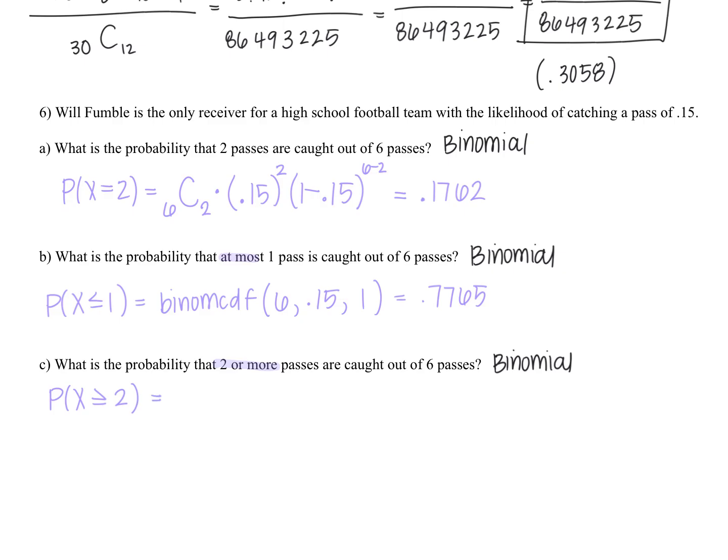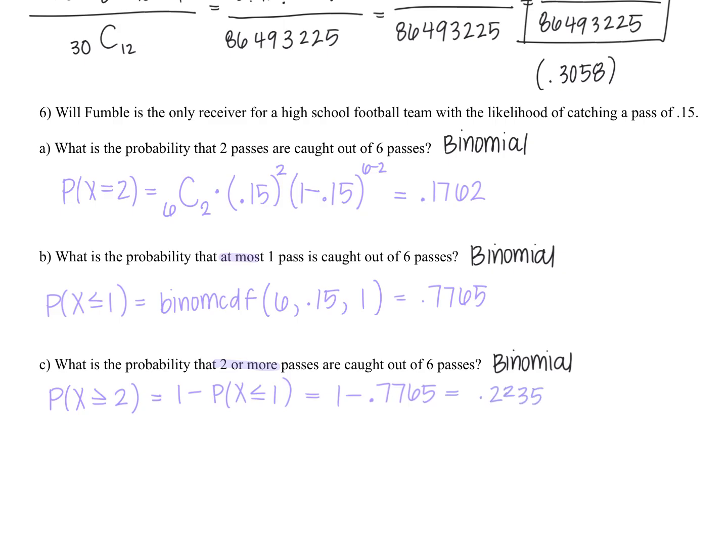So when it's a greater than or equal to inequality, I have to change it to a 1 minus, because binom CDF only works for less than or equal to. So the remaining, if I want to find everything greater than or equal to 2, that's the same thing as doing 1 minus the probability that x is less than or equal to 1, which I already found. So I can go ahead and just do 1 minus 0.7765, which is 0.2235.